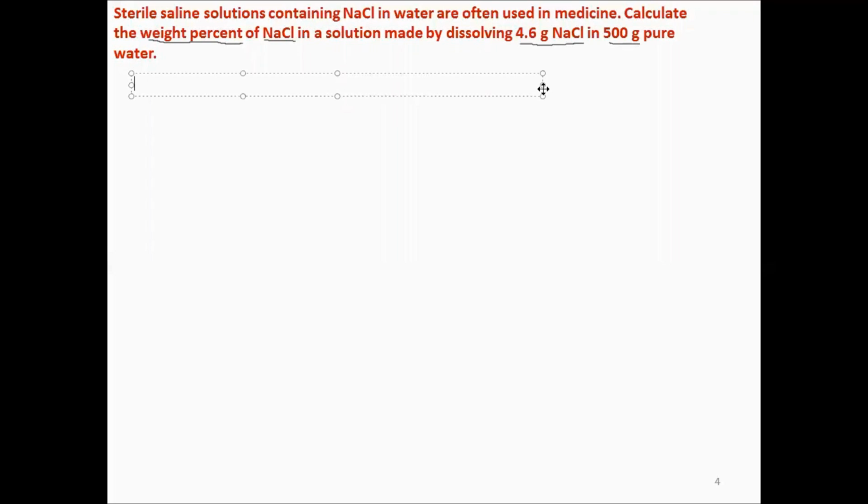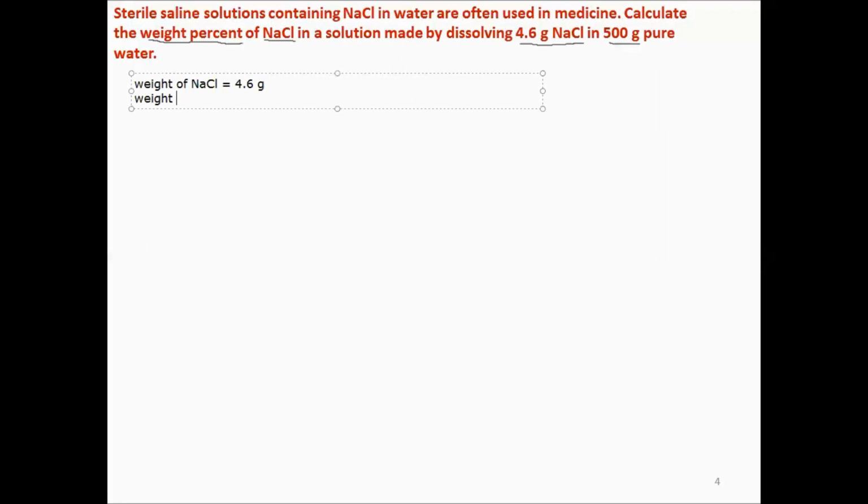First thing that is given to us is the weight of pure NaCl, which is equal to 4.6 gram. Second thing given is that to prepare the solution they have added 500 gram pure water.